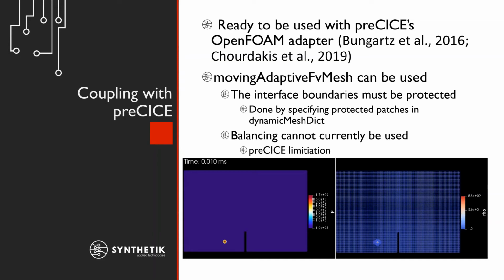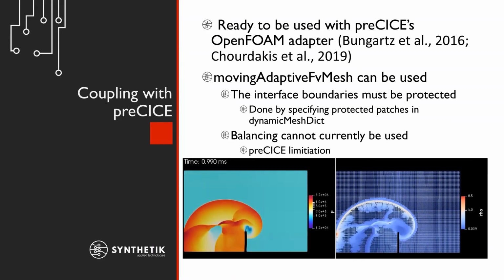So here we can use that adaptive moving mesh, which I talked about. Interface boundaries, so anywhere where preCICE needs to be sending and receiving data, those cannot be refined or balanced. So this must be done by specifying protected patches. You do this in the dynamic mesh dict. And you also can't currently use balancing. These are both preCICE limitations. Basically, they can't update the mapping between regions or solvers, whatever you want to call it, while it's running. So this is done once at the beginning and then not again. So if the OpenFOAM mesh changes, it'll crash.